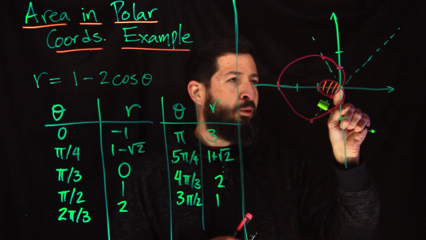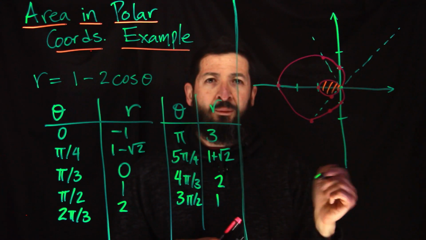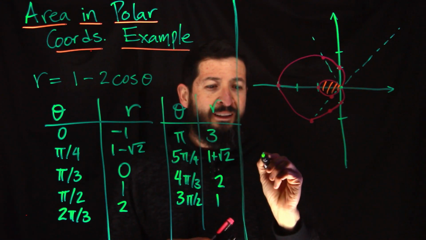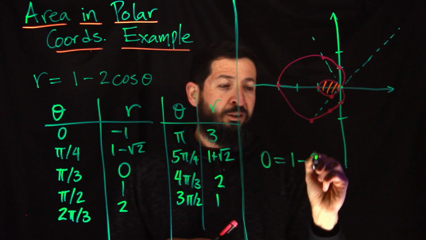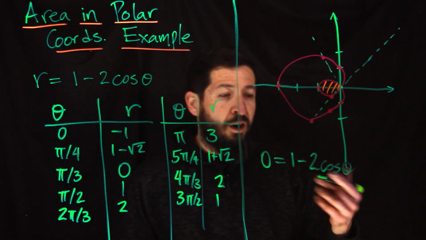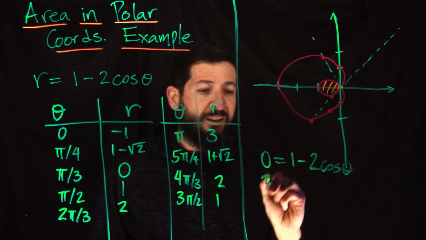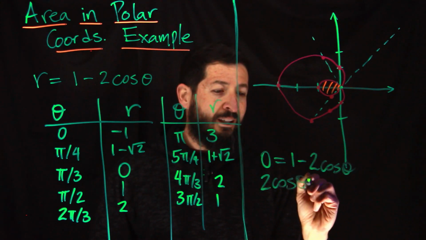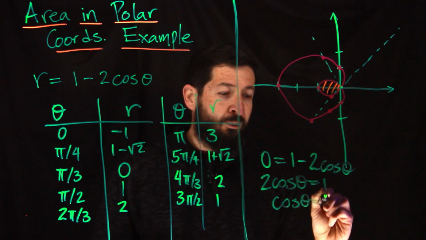So for what angle am I here? To do that, I need the radius to be 0. If I set the radius equal to 0, I get 0 equals 1 minus 2 cosine of theta. When I solve this, I can add the 2 cosine of theta on both sides, and I get 2 cosine theta equals 1, from where I get that cosine of theta is equal to 1/2.